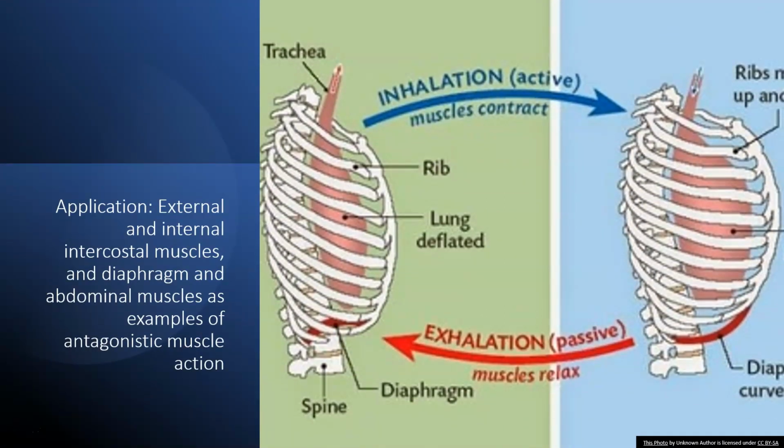Alrighty, so your next application: external and internal intercostal muscles and the diaphragm and abdominal muscles are examples of antagonistic muscles in action, and we have looked at all of this in our understandings. So looking at those groups of antagonistic muscles, your diaphragm and your abdomen muscles, and then the two different intercostal muscles working together to allow inspiration and expiration to occur.